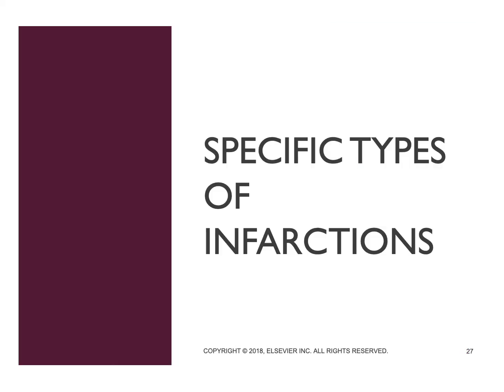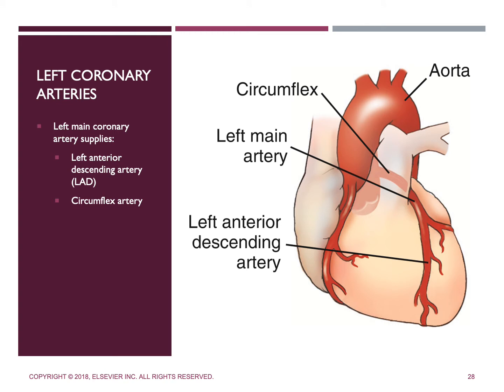So now we're going to get into specific types of infarctions. The first one we're going to talk about is left coronary arteries. The left main coronary artery is going to supply the left anterior descending artery and the circumflex artery.